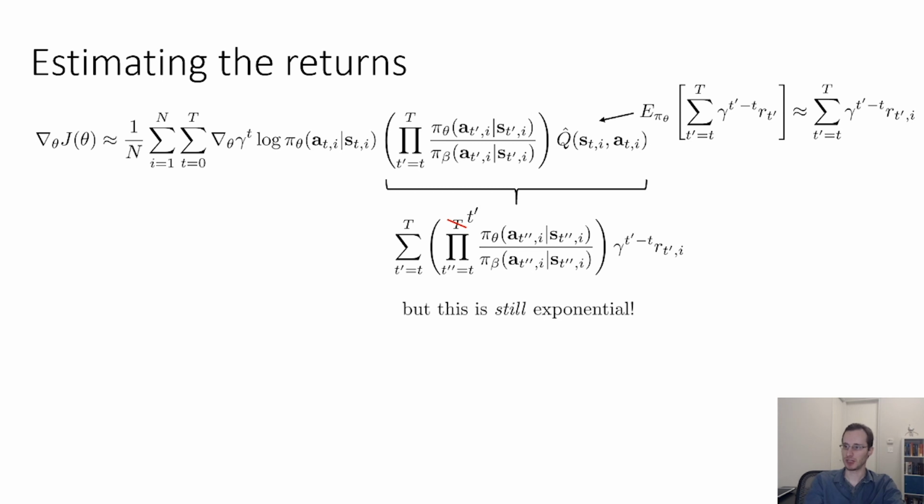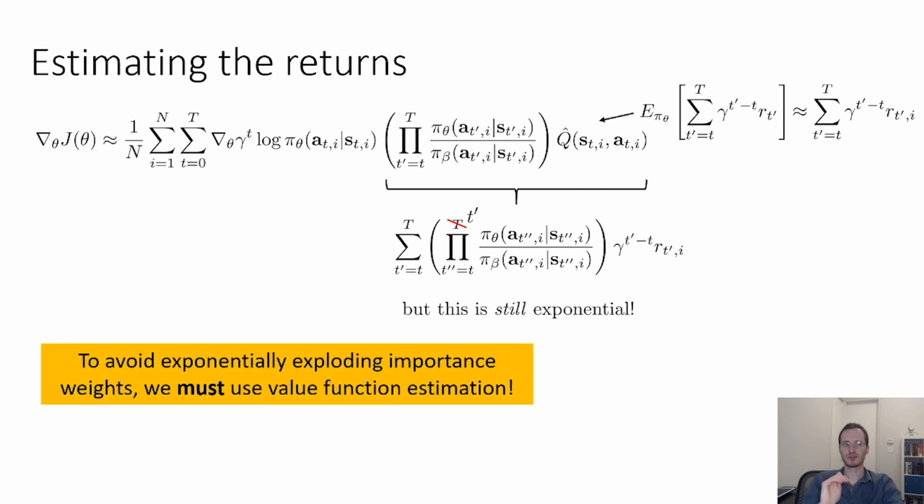Now this is still exponential, but for the earlier rewards, you're multiplying together many fewer numbers. If you want to fully avoid exponentially exploding importance weights, you have to use value function estimation. So no importance sampling trick will fully avoid this exponential blowup, but you can mitigate it. If you somehow knew Q pi theta, you would just substitute that right in. And that's what we'll talk about in the next section.